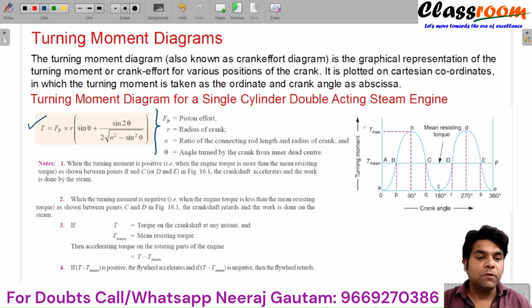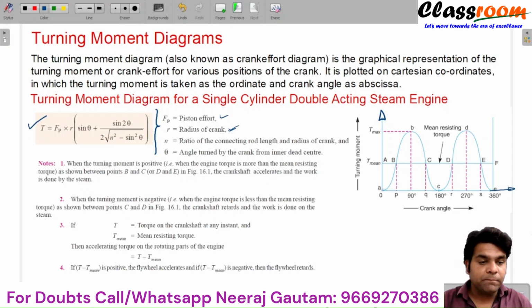In this diagram, we take turning moment as the ordinate, and on the abscissa, that means the x-axis, we take our crank angle. We have already studied this relation and terminology. Fp is the piston effort, R is the crank radius, n is the ratio of the length of the connecting rod to the crank radius, and theta is the angle turned by the crank.